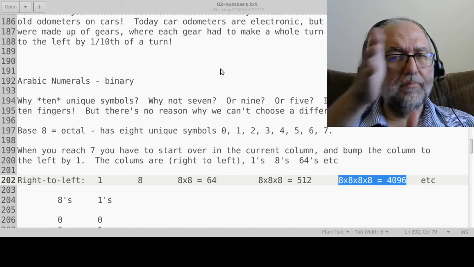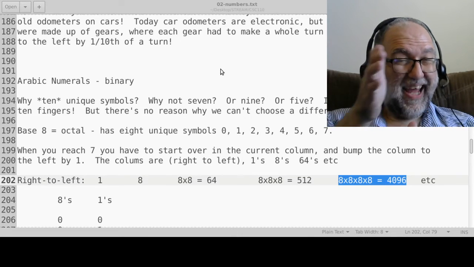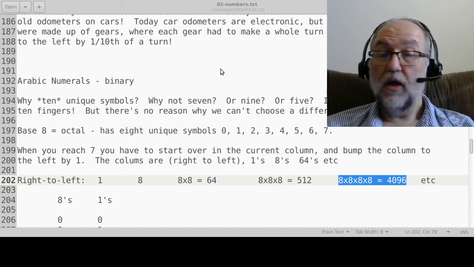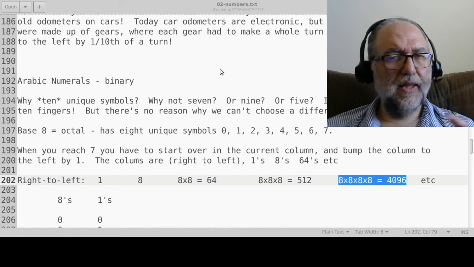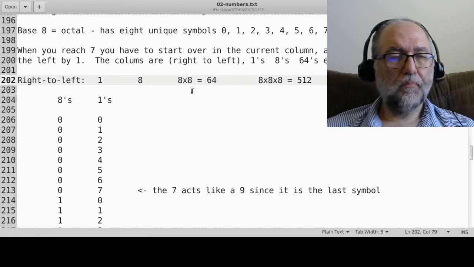So it's not ones column, tens column, hundreds, thousands, and so on. It's the ones column, the eights column, the 64, the 512, and the 4,096. Weird, isn't it? Okay, that's okay. Just try to think about how this system works, all right? So let's try counting in it.